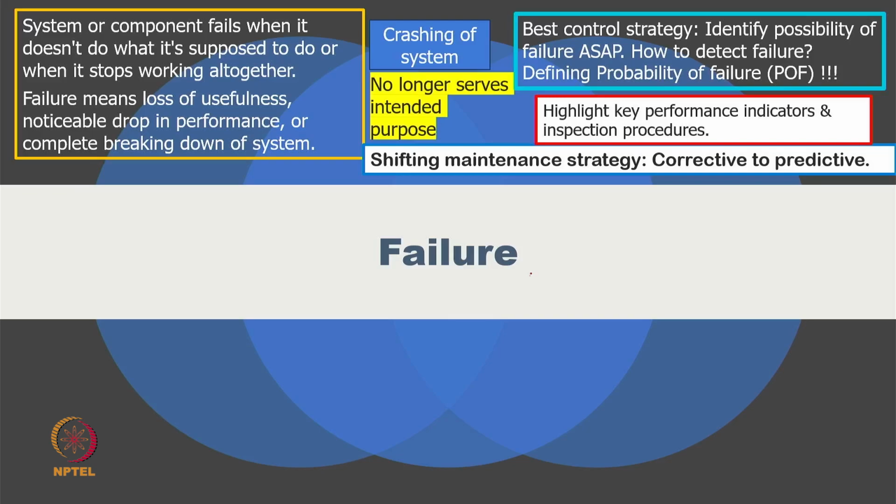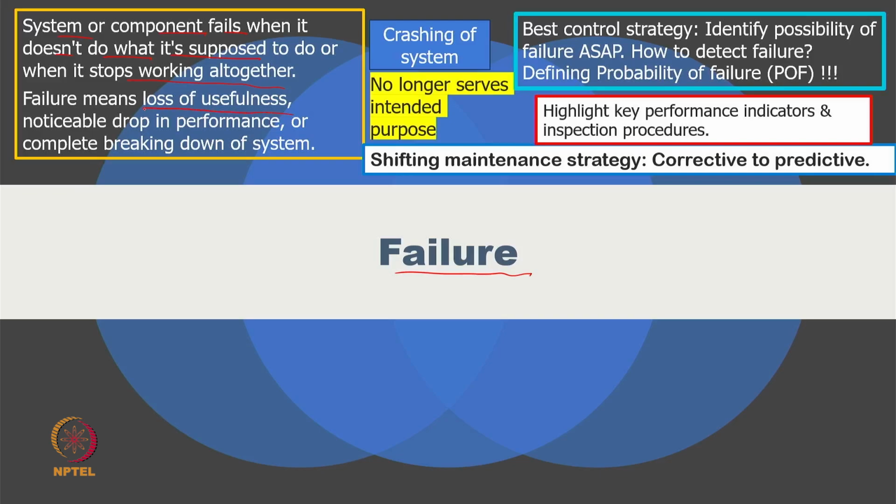Now, we are coming to the real topic, which is the failure. How do we define a failure as such? This definition has also been given earlier in a lecture. A system or component fails when it does not do what it is supposed to do, and when it stops working, maybe completely. And then we also defined in one of the slides that failure means a loss of usefulness.